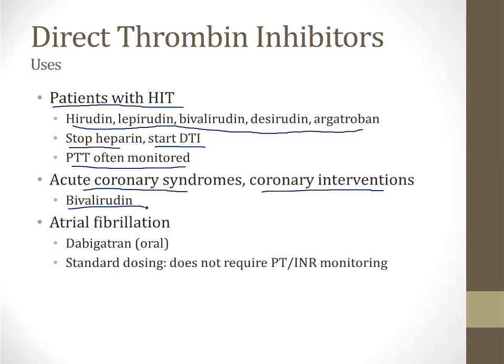Bivalirudin is sometimes used in this situation. And then finally, in atrial fibrillation, dabigatran is an alternative to warfarin. It's an oral direct thrombin inhibitor, and it requires standard dosing. You don't need to monitor the PT-INR, so it's another alternative to warfarin.